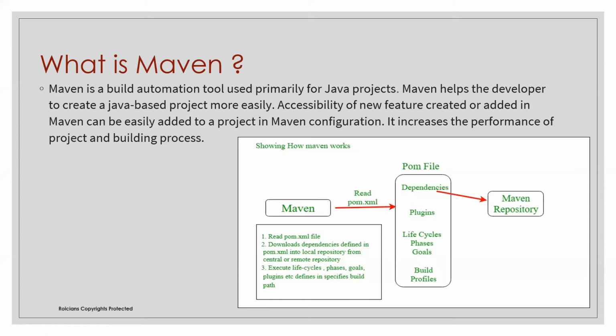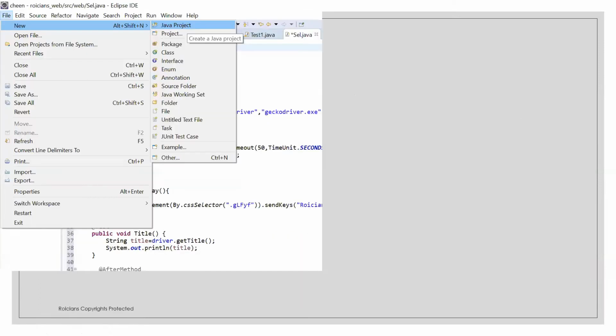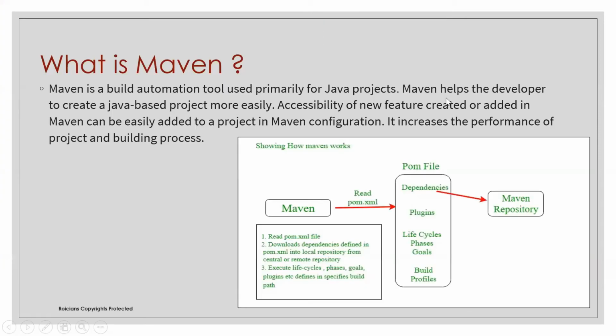You might have created Java project till now, right? Whenever we want to create any project, we used to choose Java project as an option. Now, instead of choosing Java project, you can choose Maven project also. What is the benefit of Maven project? Accessibility of new features created or added in Maven can be easily added in the project in Maven configuration. It increases the performance of project and building process.